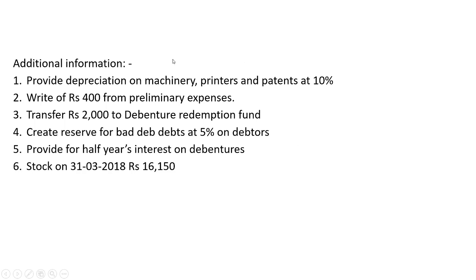And then additional information is given: provide depreciation on machinery, printers and patents at 10%. So depreciation should be provided on machinery, printers and patents at 10%. Write off ₹400 from the preliminary expenses. So from the preliminary expenses, write off ₹400.